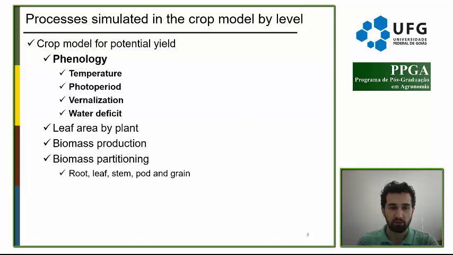So to start here, we're going to talk about phenology. We have these four factors mainly that affect the crop phenology. We have temperature, photoperiod, vernalization, and water depth. Depends on the crop and the environment that I am simulating, we have these four factors occurring.